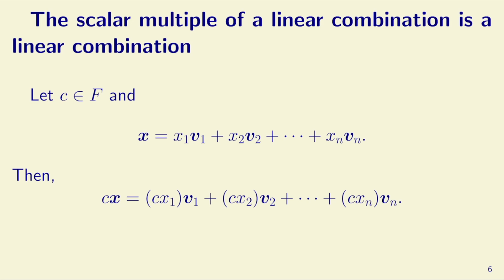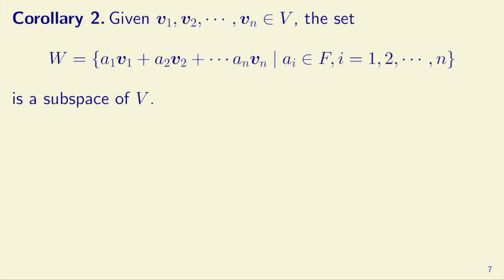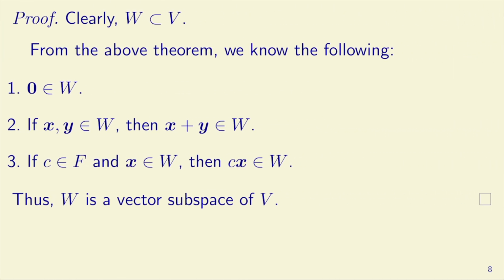Indeed. In fact, we have the next corollary. Corollary 2 states that given v1, v2, and so on, vn, from the vector space V, the set W, which is the linear combination of these vectors, is a subspace of V. Precisely. And the proof for this is quite elegant, relying directly on the properties we have just discussed. First, W is clearly a subset of V.